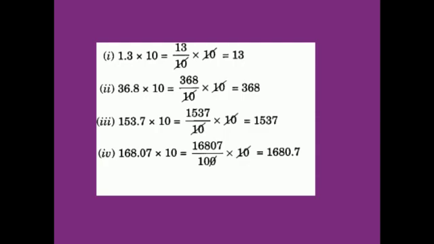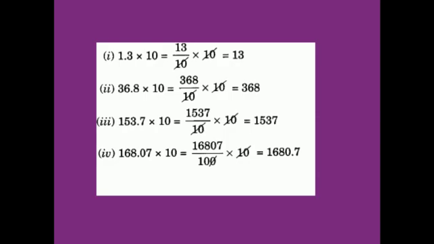Second subdivision, 36.8 into 10. 36.8 can be written as 368 by 10. That should be multiplied with 10. Since 10 and 10 get cross cancelled, our answer is 368. Or otherwise, if we are multiplying 36.8 into 10, we have to shift the decimal point one place to the right, so that we get 368.